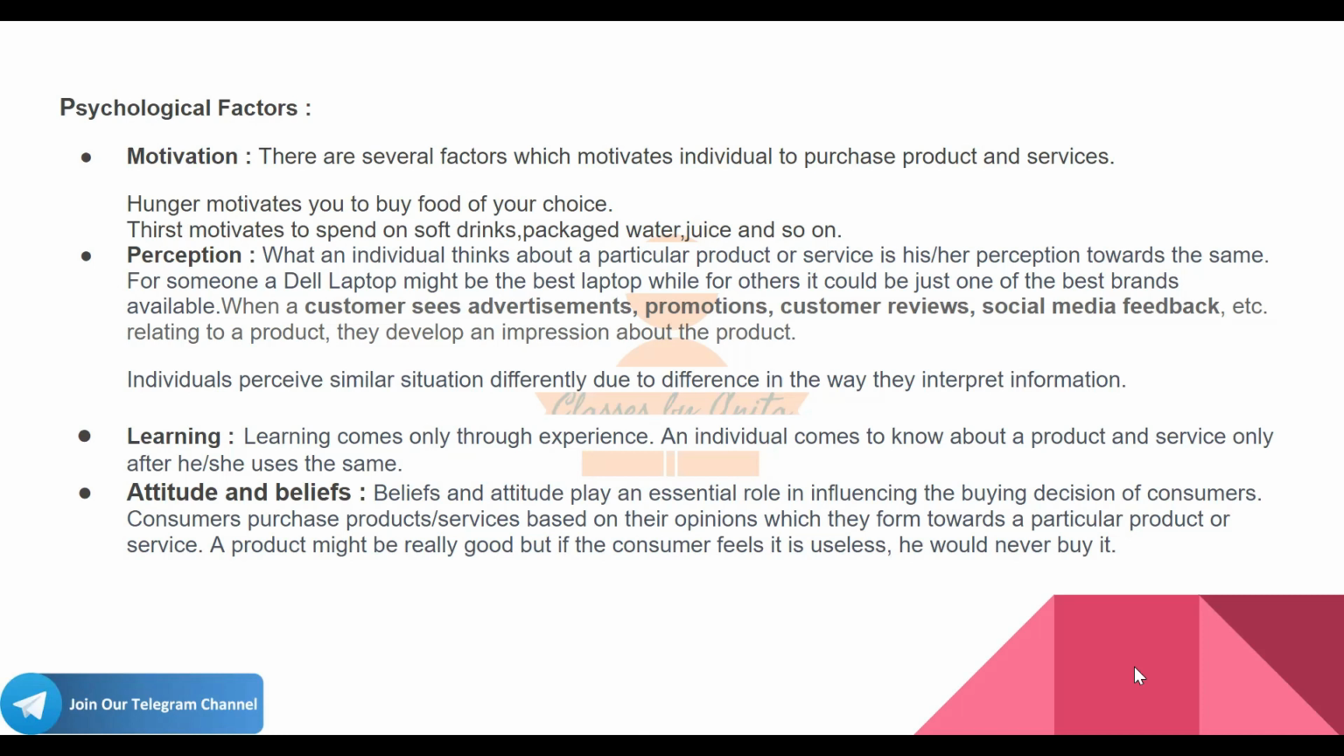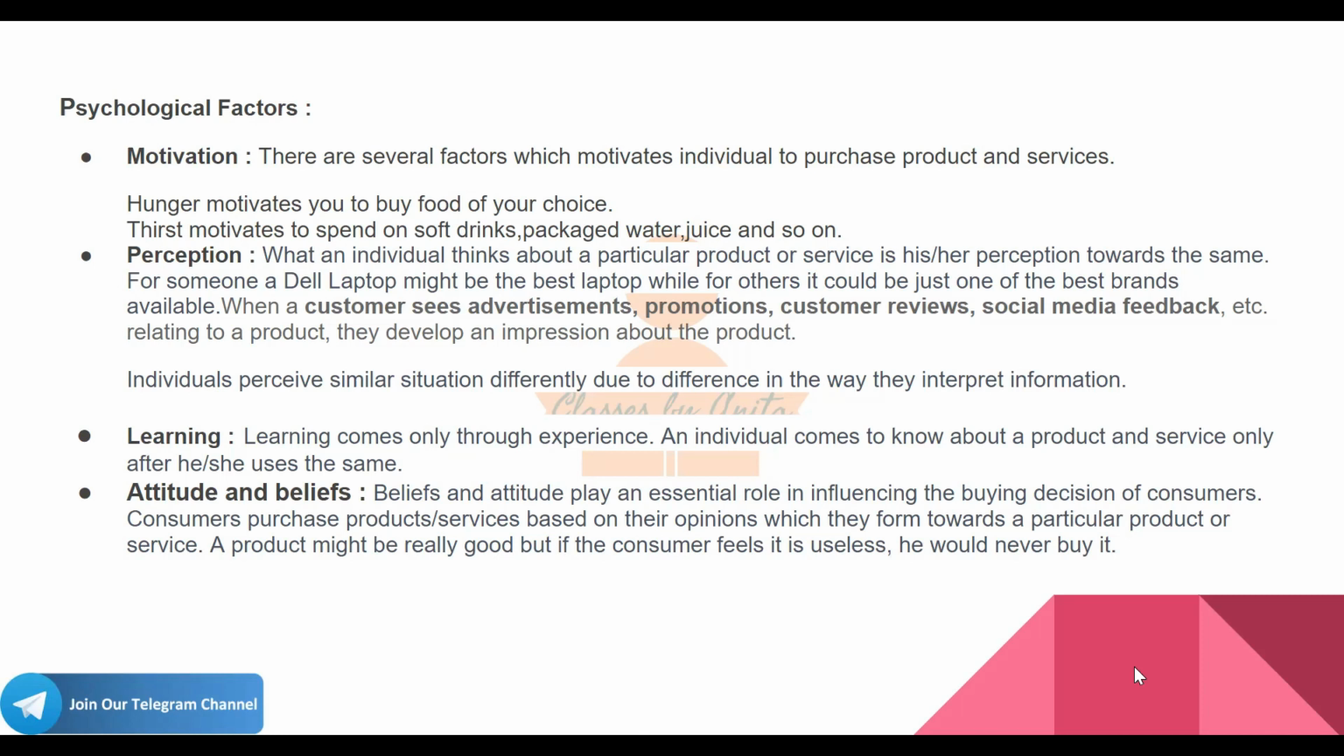So, what we are trying to say is that a product which might be very lucrative for one person, the other customer might not be interested in, because individuals perceive similar situations differently due to differences in the way they interpret information, right? The different advertisements, promotions, customer reviews, and social media feedback carry different meanings and interpretations for each and every customer. Now, learning comes only through experience.